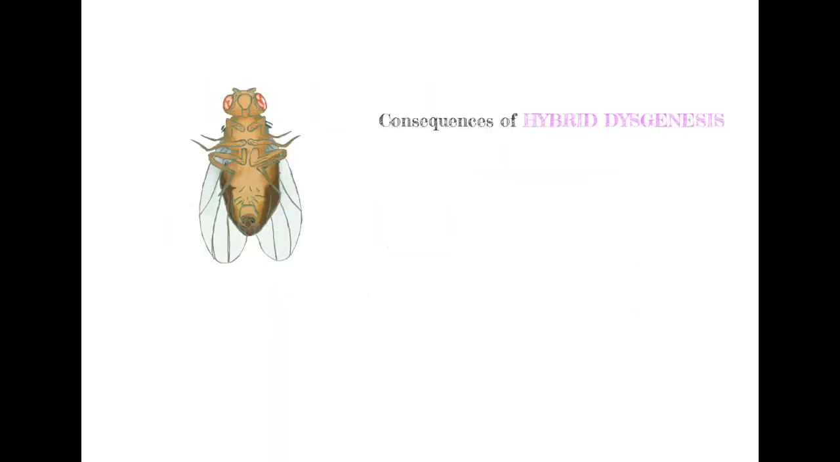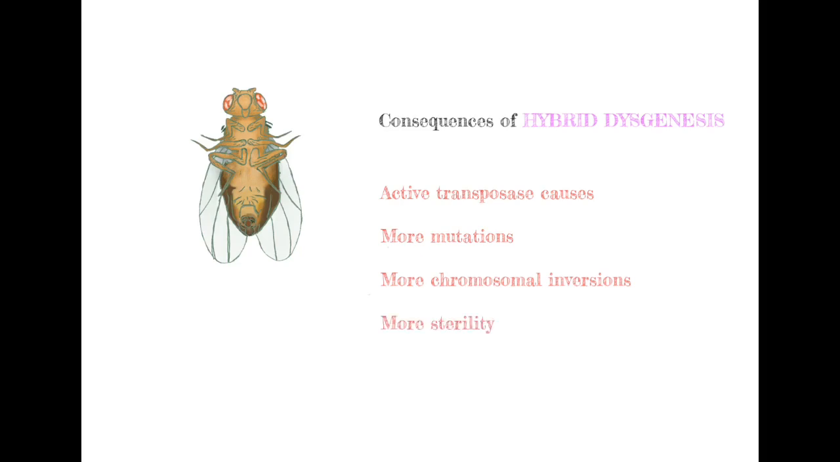There are some big consequences of hybrid dysgenesis because when P elements move, you have a higher chance of mutations occurring. You have more of a likelihood of chromosomal inversions occurring, which can lead to sterility in these offspring. So I hope you learned a little bit about hybrid dysgenesis and some of the consequences that might occur.